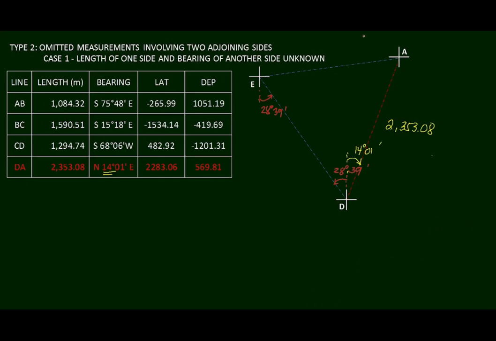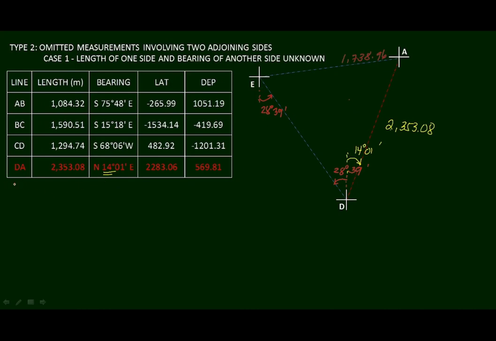Given din po kanina yung length ng iba pang lines natin. Yung length ni EA ay given. That is 1,738.96. Yan yung length ni EA. So, how are we going to solve now?